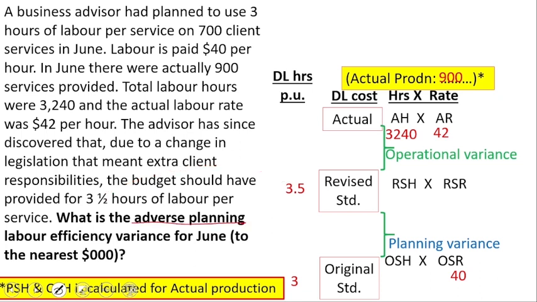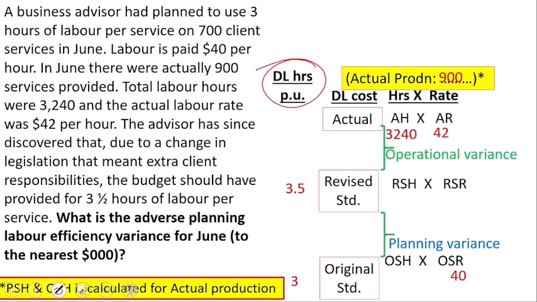What is the adverse planning labor efficiency variance for June? Now, I've just mentioned the key point as a footnote in yellow. That is RSH. What is RSH? The revised standard hours, and OSH. OSH is the original standard hours, is always calculated for actual production and never on the budgeted production. So now we will calculate the revised standard hours and the original standard hours.